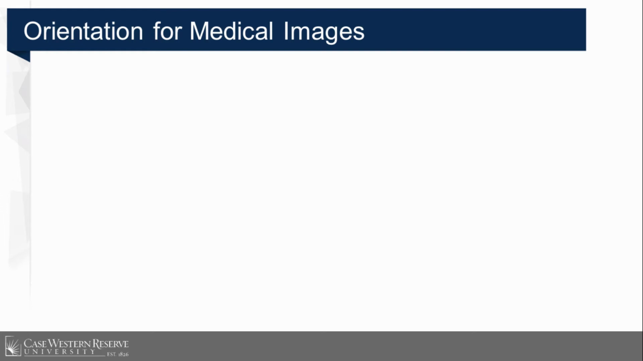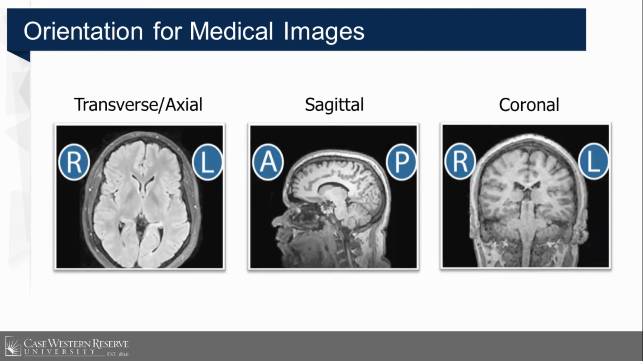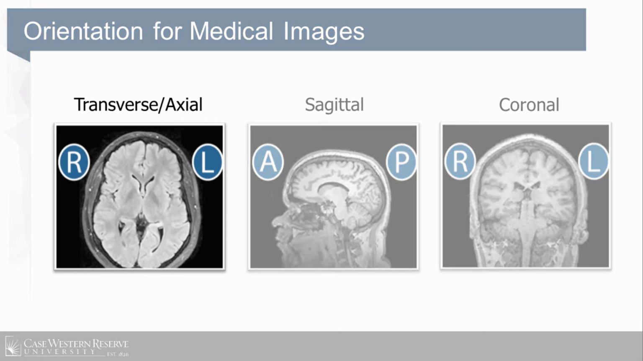Let's just briefly look at the three common orientations for medical images. So these are the three that we saw in the center on the previous slide. So the first and the easiest to kind of picture is a transverse or an axial slice. So this was shown again on the previous slide. For instance, this would be cutting right through the patient's head.